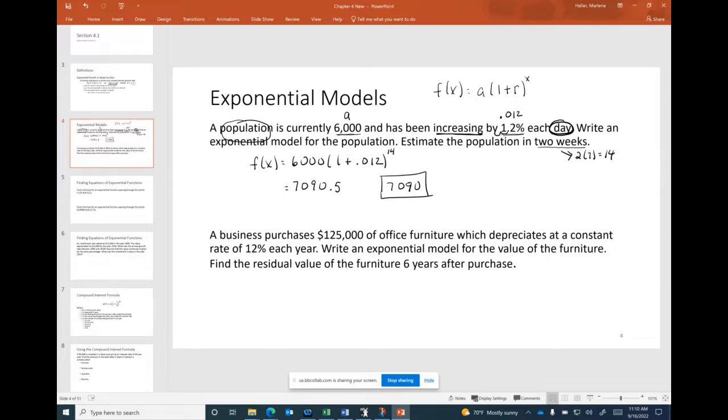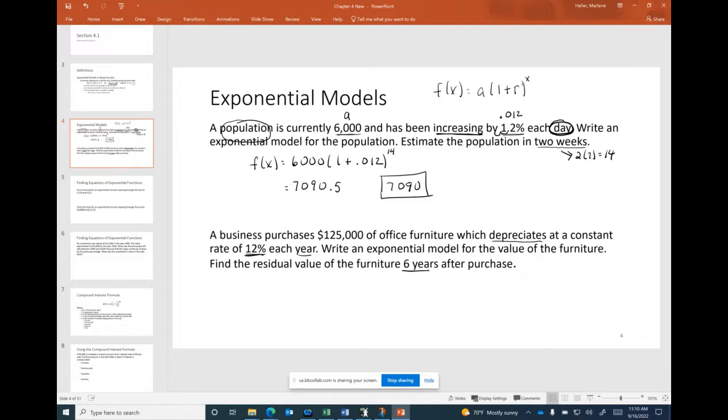Okay. Here's a second example. A business purchases $125,000 of office furniture, which depreciates. What does that mean? It means it loses value. Okay. It depreciates at a constant rate of 12% each year. All right, write an exponential model for the value of the furniture at some point in the future, right? And then find that residual value 6 years after the purchase.